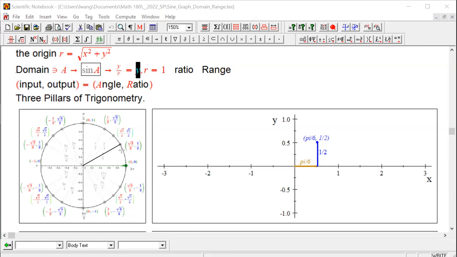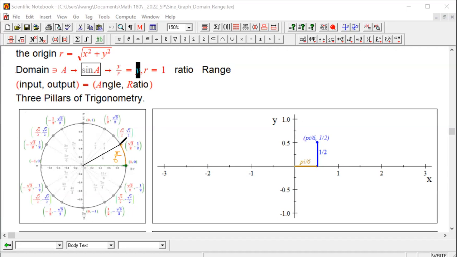Pi over 6 on the unit circle, this piece, okay, I'm going to use a very special color. I'm going to use this gold color. This gold color is also the arc length. So this piece is pi over 6 as well. So this arc length is pi over 6, and this angle in radians is also pi over 6.